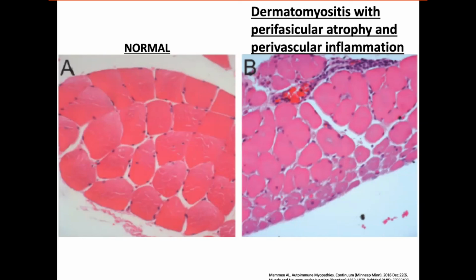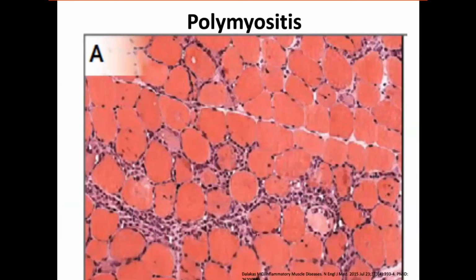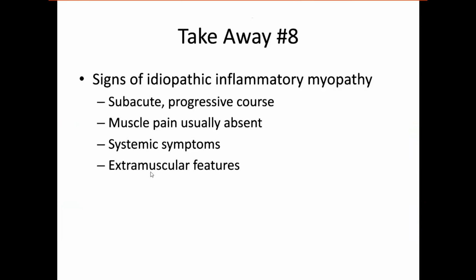It's not seen on every biopsy, but if you see that, you should really think of dermatomyositis. Again, in polymyositis, the inflammation is endomysial, so sort of within the muscle fibers themselves.